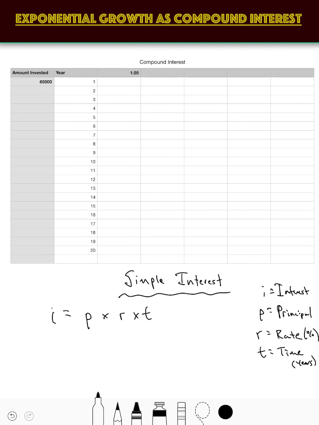Hey guys, it's Mr. Dugal, and today we're going to talk about compound interest in terms of how it relates to exponential growth compared to simple interest and how it relates to proportional or linear growth.